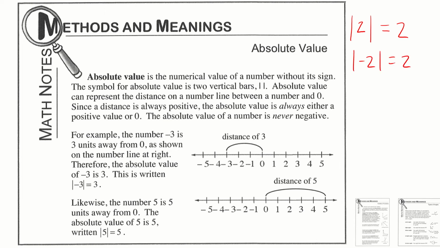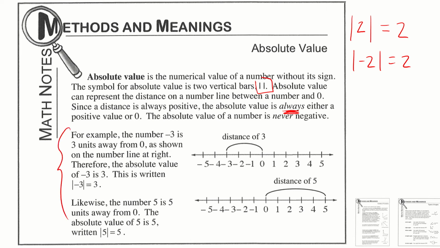And I like how they also say this when we're using these vertical bars. Absolute value can represent the distance on a number line between a number and 0. Since the distance is always positive, the absolute value is always either a positive value or 0. The absolute value of a number is never negative. So this is pretty straightforward. I encourage you to look at that.